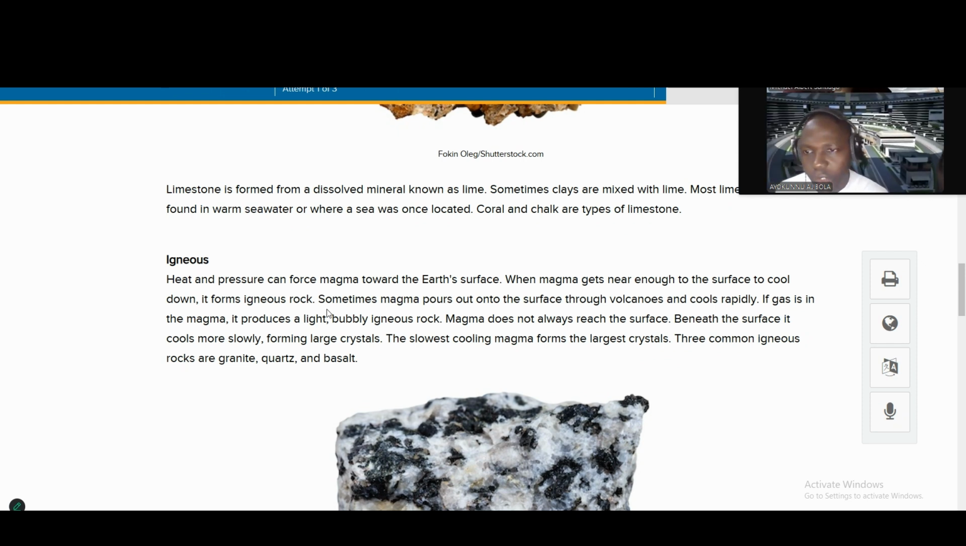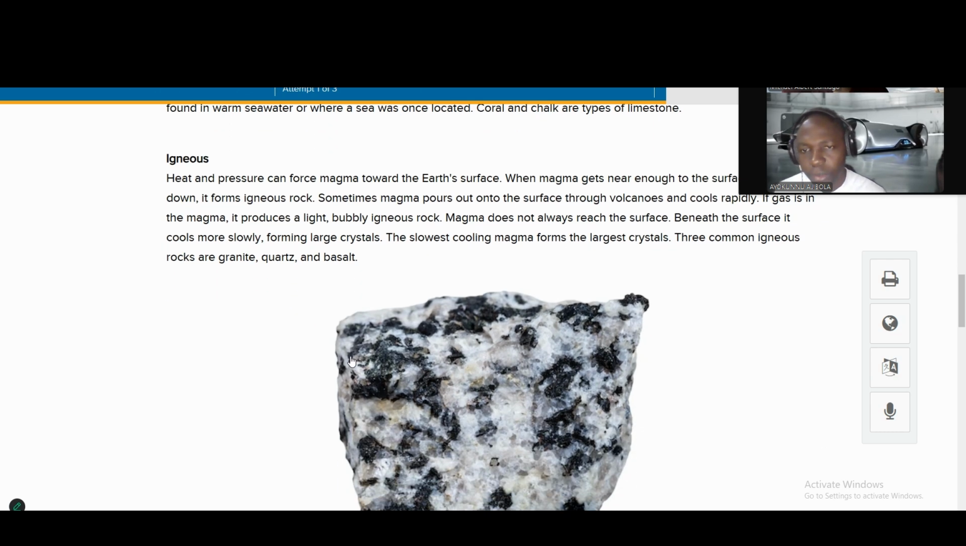If gas is in the magma, it produces a light, bubbly igneous rock. Magma does not always reach the surface. Beneath the surface, it cools more slowly, forming large crystals. The slowest cooling magma forms the largest crystals. Three common igneous rocks are granite, quartz, and basalt.